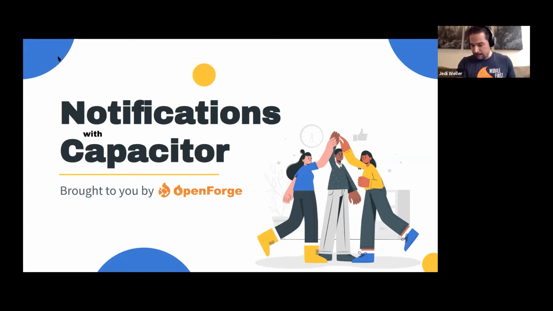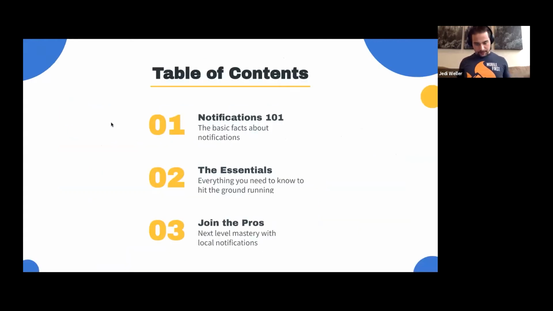And with that being said, let's go ahead and take a look at what we'll be covering today. So today we're going to be looking at 3 different sections. We're going to be taking a look at Notifications 101, what I call the basic facts around notifications. Now, obviously you guys already know what notifications are. So instead, we're going to be talking about some statistics, facts, things you might not know that will help you shape your notification strategy and also know whether or not notifications are right for your app, and if so, what kind of notifications those are.